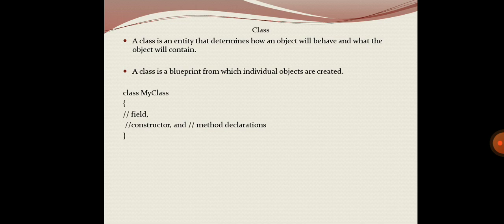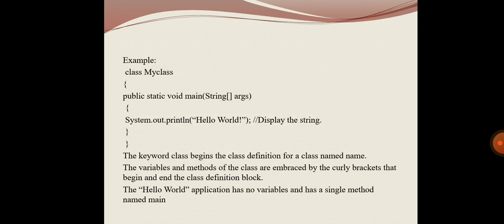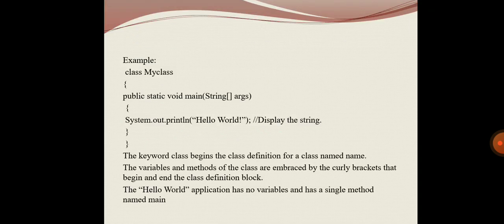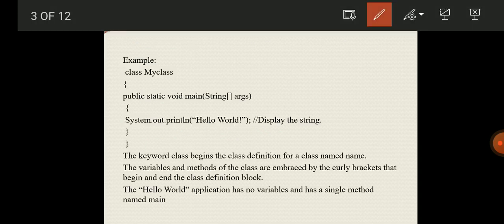So the data associated with the class or object is stored in variables, and the behavior associated with the class or object is implemented with methods. So this is the syntax for a class name, and it will have fields, constructors as well as method declarations. Next is the example for a class. My class name is MyClass, and it has the main statement, and it is just printing hello world.